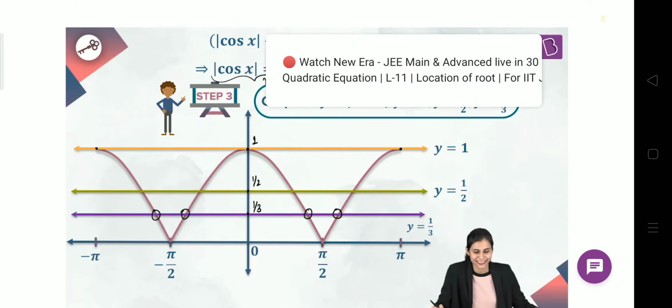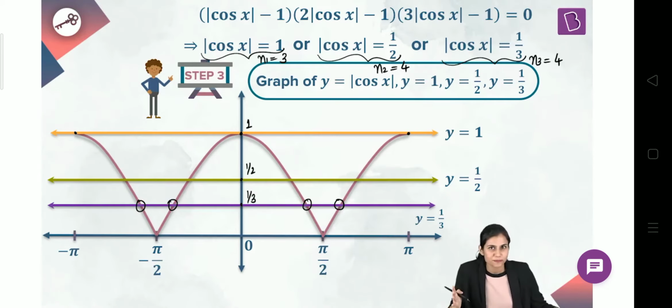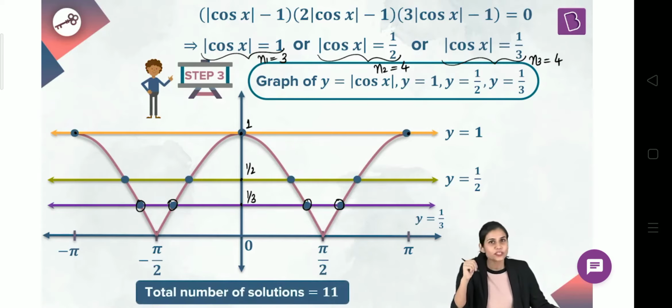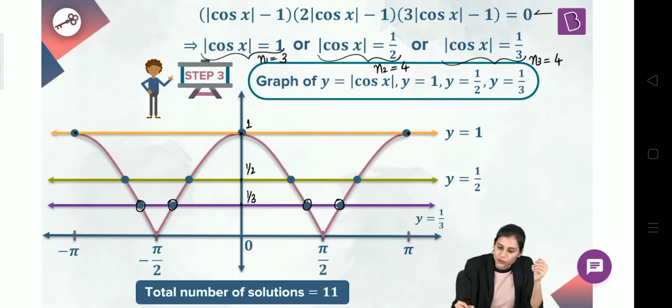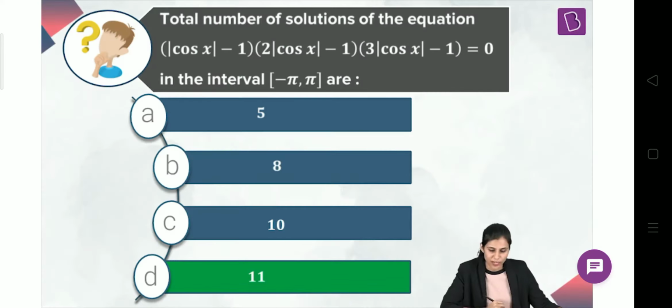What to do next? 3 plus 4 plus 4. That's 11, isn't it? That means you get 11 points of intersection as a result of this. So what do you obtain? 11 solutions or 11 real values of x exist in the closed interval minus pi comma pi, which are able to satisfy this given equation, and hence out of the given 4 options, D comes out to be the correct option.